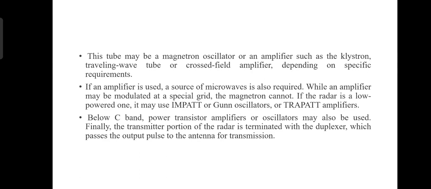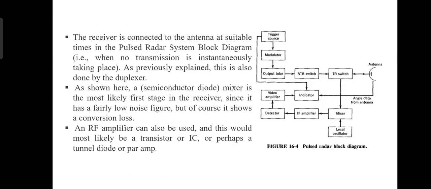Finally, the power portion of the radar is terminated with the duplexer, which passes the output pulses to the antenna for transmission. The receiver is connected to the antenna at suitable times in the pulsed radar system, that is, when no transmission is instantaneously taking place. As previously explained, this is also done by the duplexer.